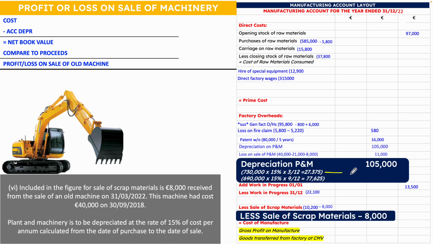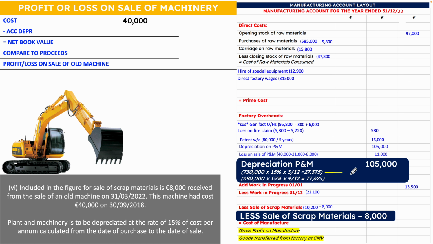Then we work out, we get rid of a fixed asset. We have to figure out, did we make a profit or did we make a loss on the sale of the machinery? So the cost of the machinery that we got rid of was 40,000. Then we have to work out the accumulated depreciation on that machine.